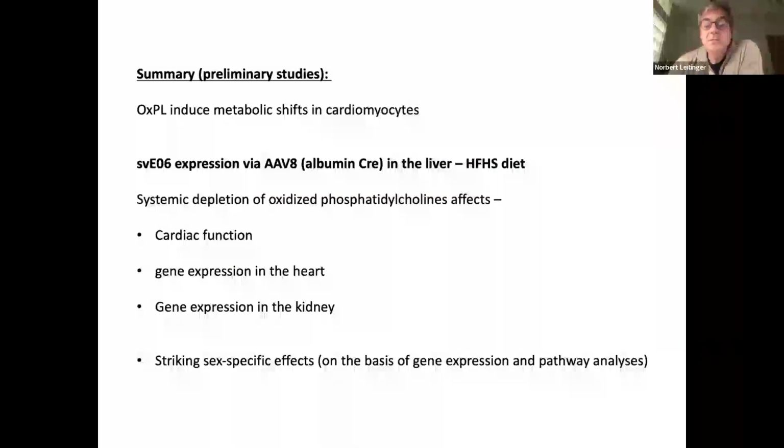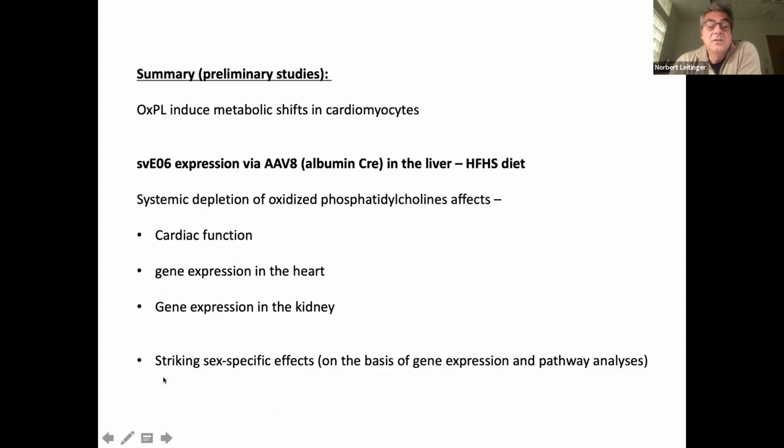So to summarize these preliminary studies that are ongoing right now, I told you there's a second cohort of mice that's being analyzed right now. And the preliminary data show that cardiomyocytes are responsive to oxidized phosphatidylcholines. They change the metabolism, and some of the inflammatory genes are different also. In the in vivo studies with the albumin-free mice and the EO6 expression on the high-fat, high-sucrose diet, we saw effects on cardiac function, effects on the gene expression in the heart and gene expression in the kidney, and also in the liver, which I didn't show you here. But so there seems to be systemic effects of oxidized phospholipid lowering in a model of cardiometabolic disease in mice.